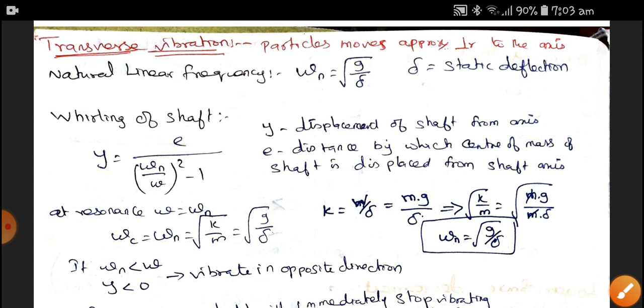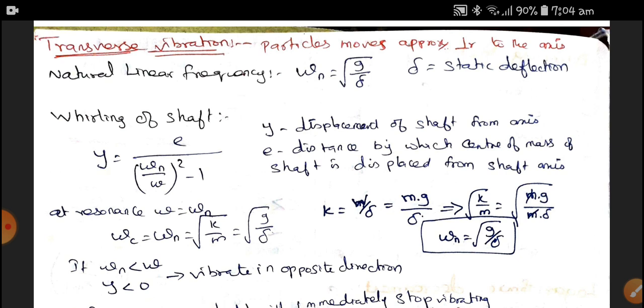For the transverse vibration, the natural frequency omega n is equal to square root of g by delta, where g is the acceleration due to gravity, which we all know is 9.81, and delta is the static deflection. And next one, whirling of shaft. Most of the transverse vibration occurs in shafts, where whirling of the shaft is a huge problem. That is why we concentrate on it here.